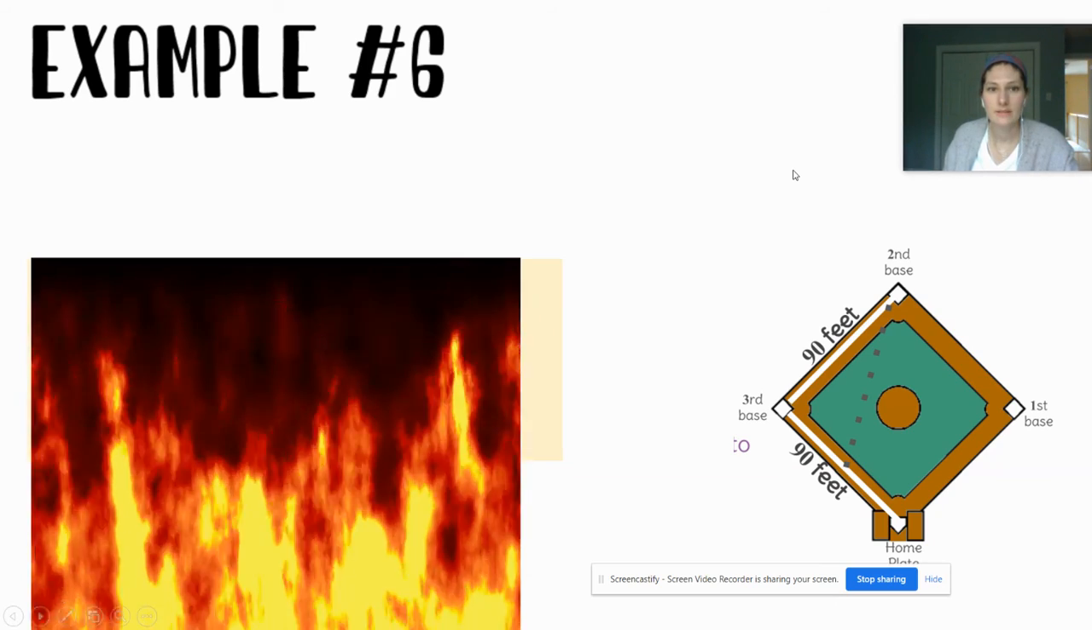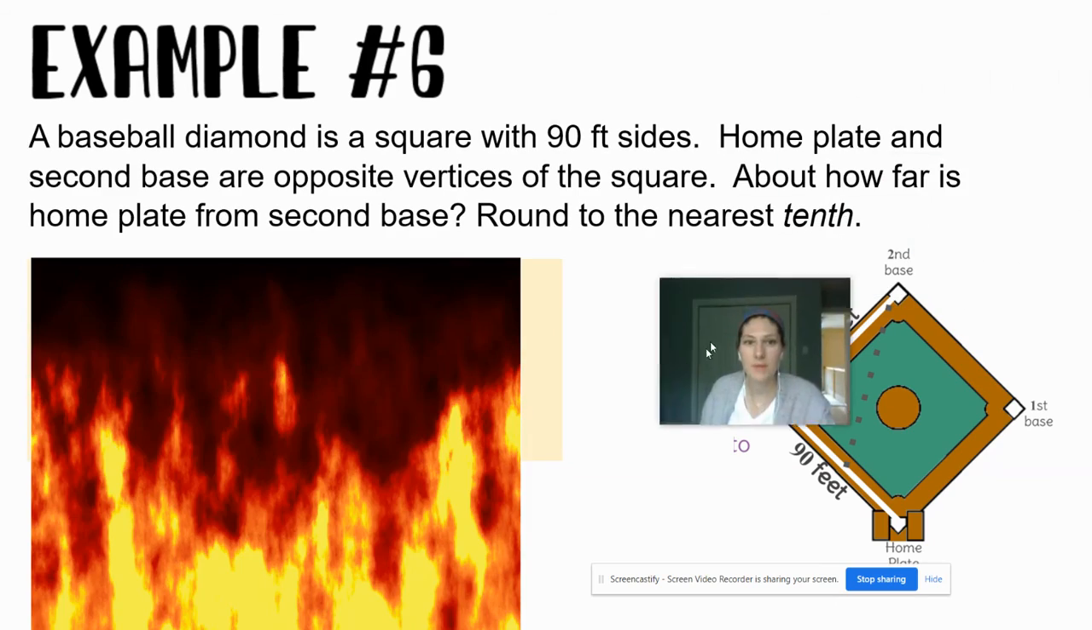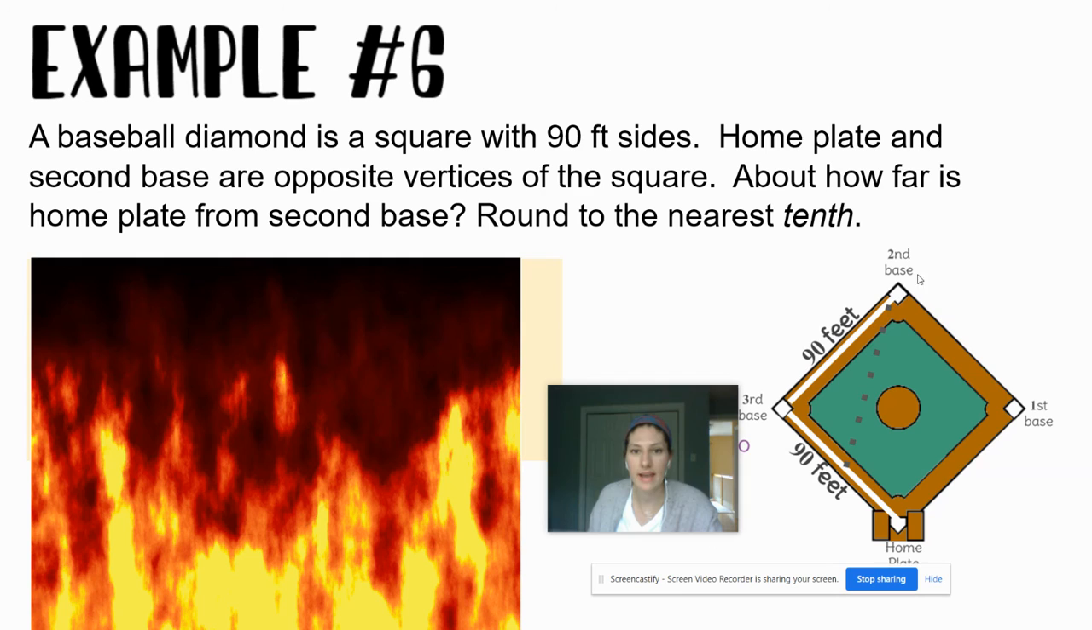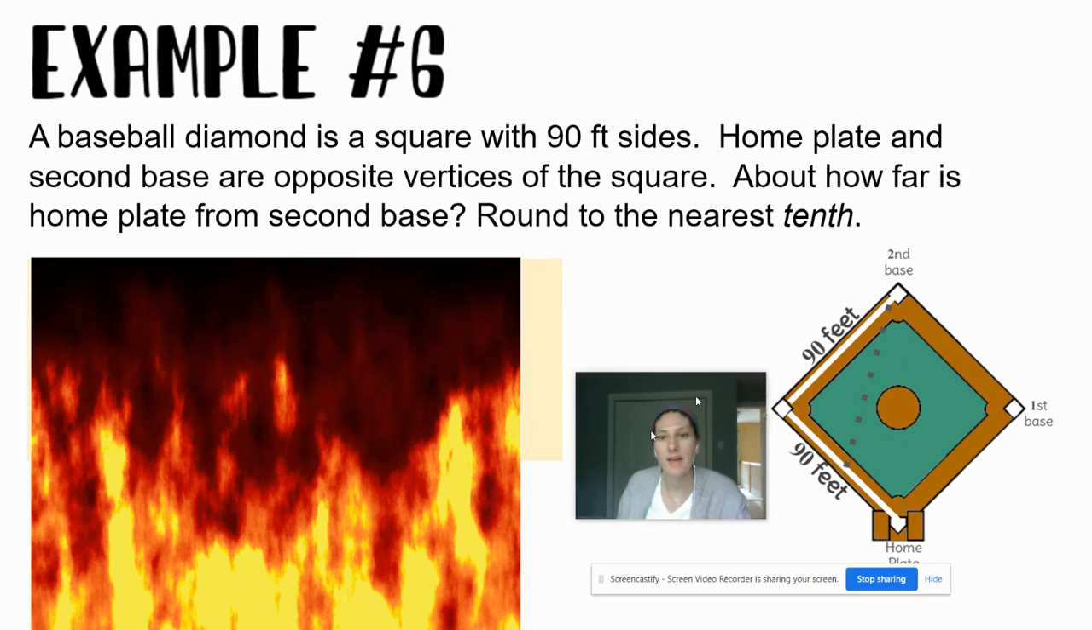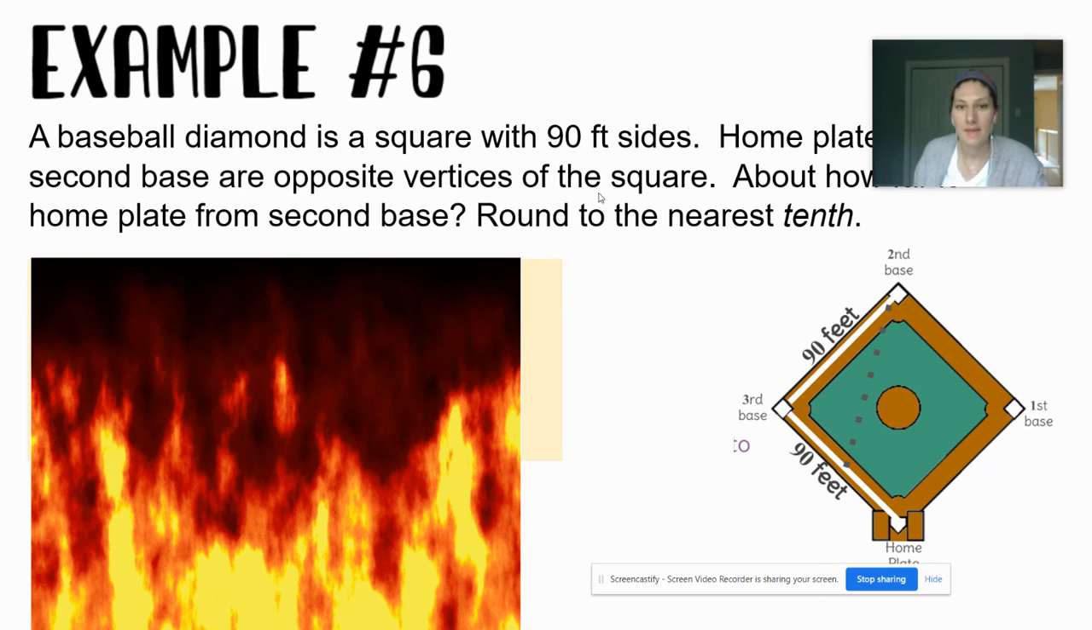All right. So this one you got a baseball diamond is a square with 90-foot sides. Home plate and second base are opposite vertices of the square. About how far is home plate from second base? So if you look, this is a right triangle. We know the 2 legs. We're trying to find the hypotenuse. And because it says round to the nearest tenth, you're using your calculator to get the decimal.